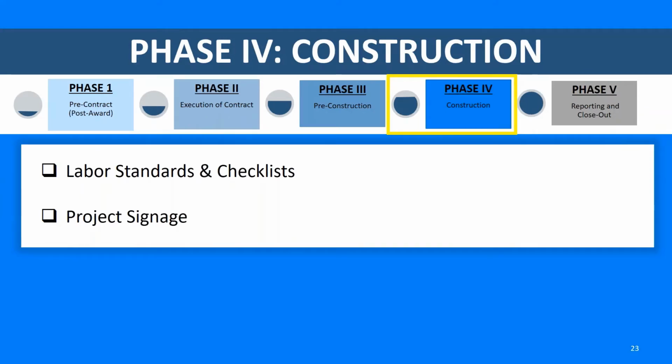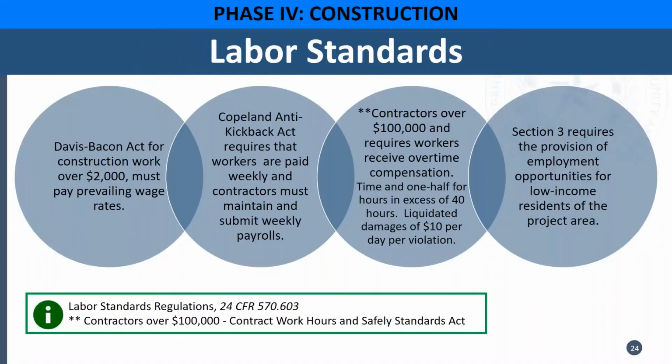Here we have phase 4, and we will be going over the labor standards and checklists for this particular phase and project signage. The labor standards, again, include the Davis-Bacon Act. Construction over $2,000 must pay prevailing wage rates. The Copeland Anti-Kickback Act requires that workers are paid weekly, and contractors must maintain and submit these weekly payrolls.